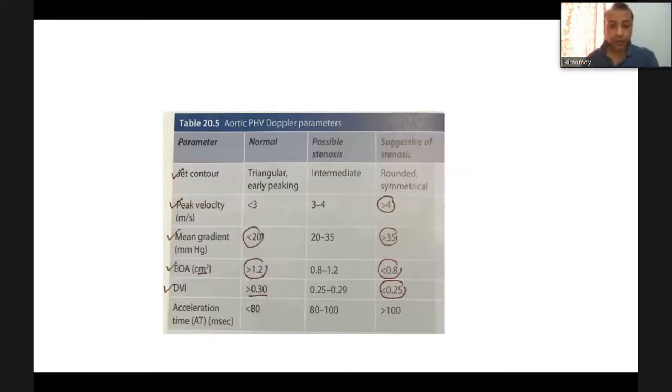Now look at the parameters for assessment of an aortic prosthetic heart valve, the Doppler parameters. First, look at the jet contour. If it is triangular, early peaking, it is normal. If it is intermediate, there may be a possibility of stenosis. If it is rounded and symmetrical, it is suggestive of stenosis. Next, look at the peak velocity in meters per second. Less than 3 is normal, 3 to 4 is possible stenosis, more than 4 is suggestive of stenosis. Mean gradient less than 20 millimeters of mercury is normal, 20 to 35 is a possibility of stenosis, and if it is more than 35, there is stenosis. Effective orifice area more than 1.2 is normal, 0.8 to 1.2 is a possibility of stenosis, and if less than 0.8, it is suggestive of stenosis.